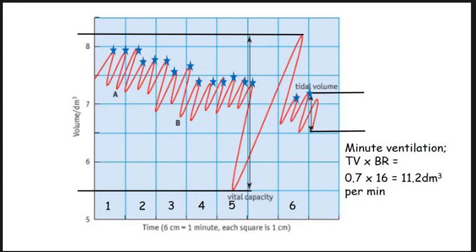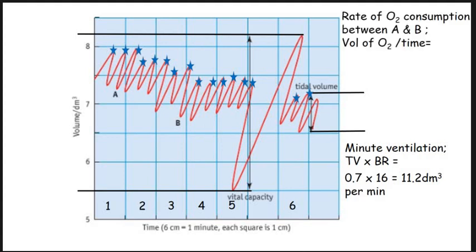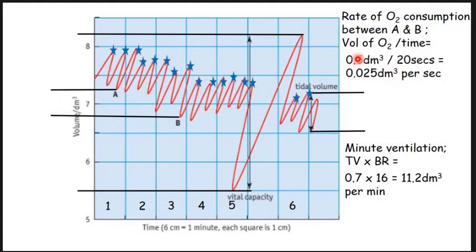Now, something else you can measure is the rate of oxygen consumption between points A and B. So there's point A, and point B is there. You work out what that is, and I worked that to be about half a decimetre cubed there, in 20 seconds. If you measure down here and down here, that was about 20 seconds. I probably should have drawn the line down to help you. You bring that line down to there, and that line down to there, and that's 20 seconds. And that's half a litre in there.